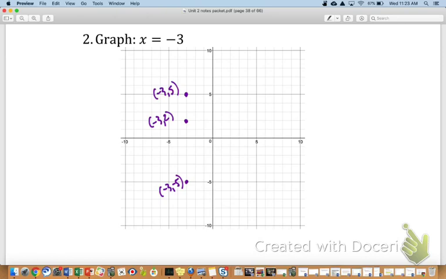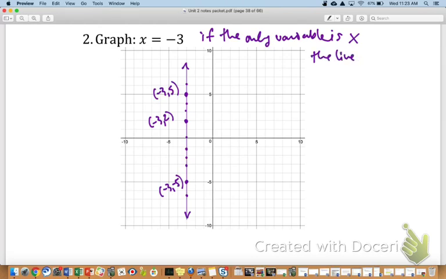There we go. So any point along this lovely vertical line, this pattern here, would fulfill the relationship up there of x equals -3. So again, from a broader perspective, I'll write a similar statement to what I did earlier. If the only variable is x, the line is vertical.